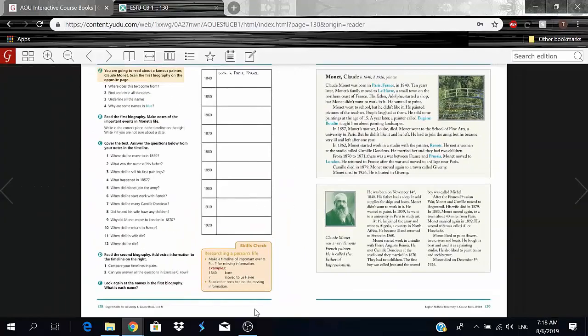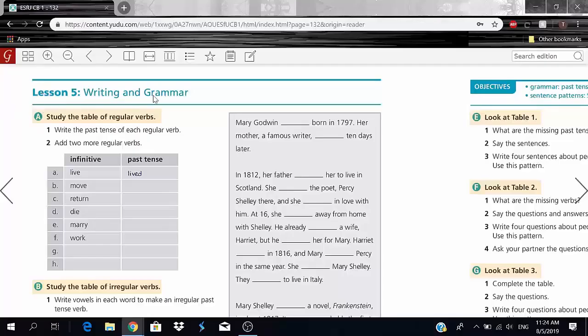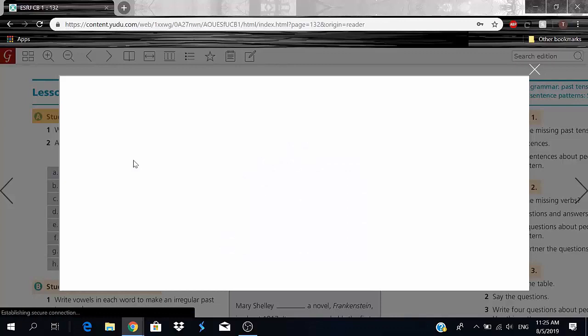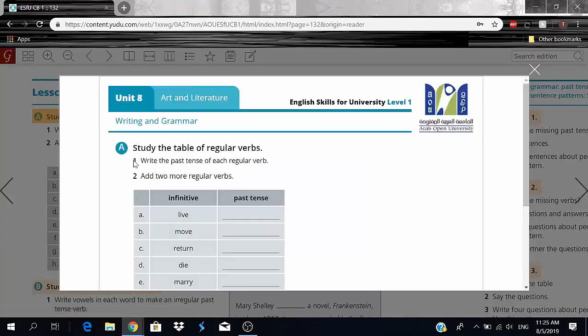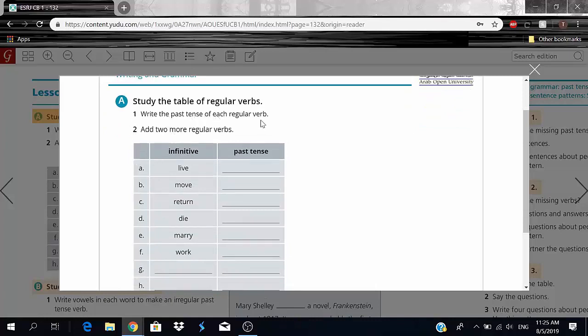Now let's move on. Alright, you guys, now moving on to lesson 5, writing and grammar. Let's just hop right in. So exercise A, study the table of regular verbs. You guys remember this, regular and irregular verbs. We talked about regular verbs that use ed or d for their past tense, and irregular verbs that have a completely different word for their past tense, okay? So write the past tense of each regular verb here. So try and say it before me or write it down before I do, okay?